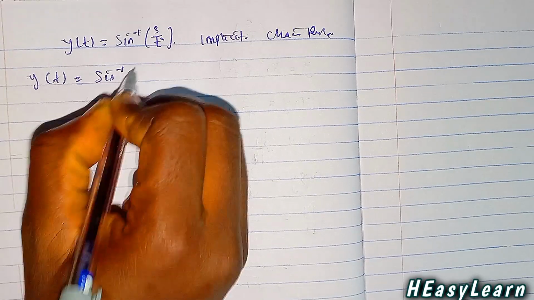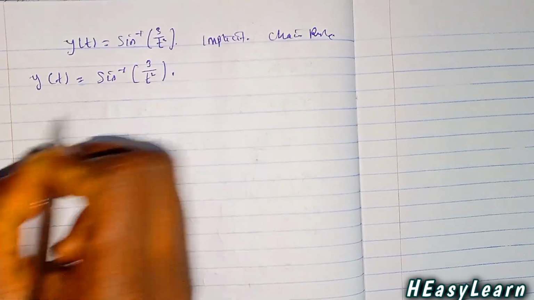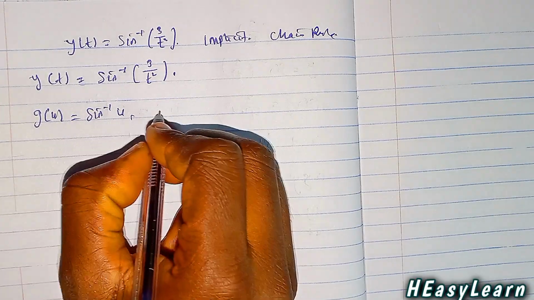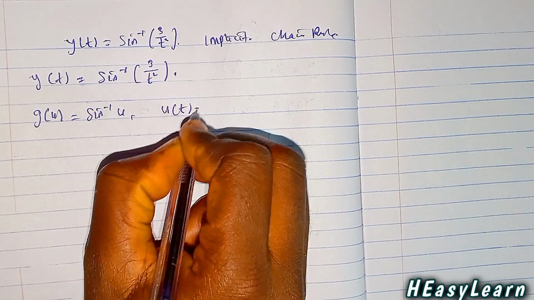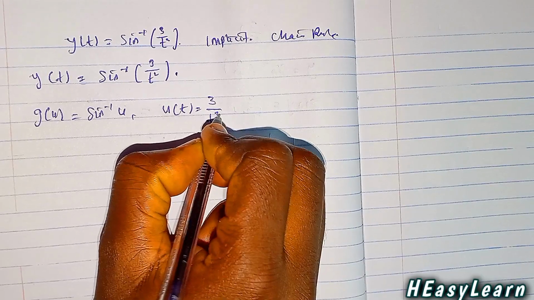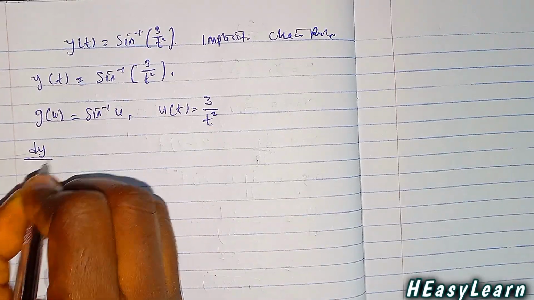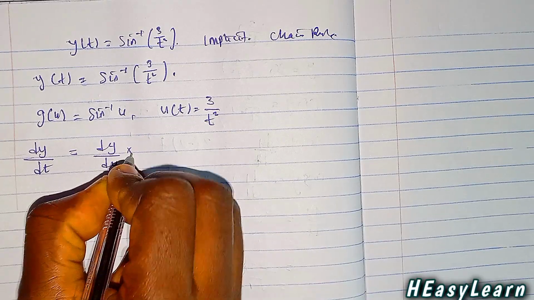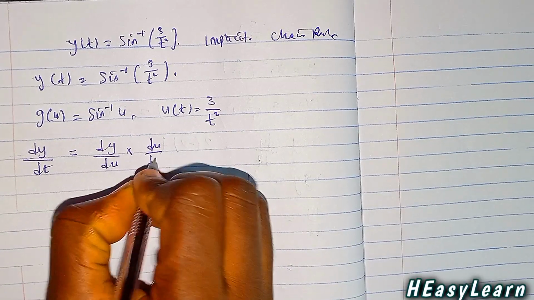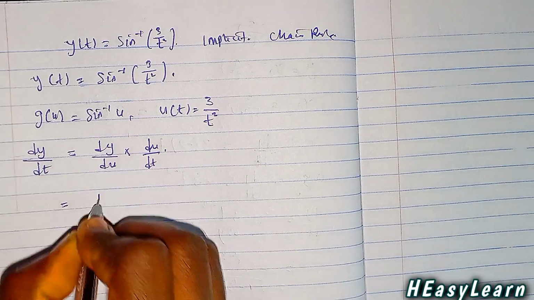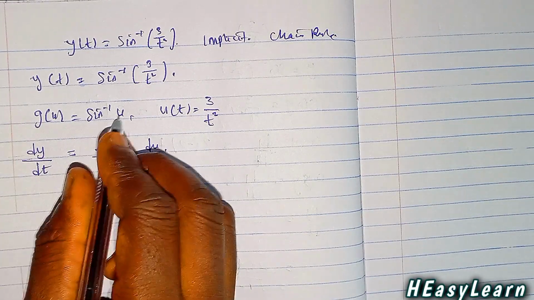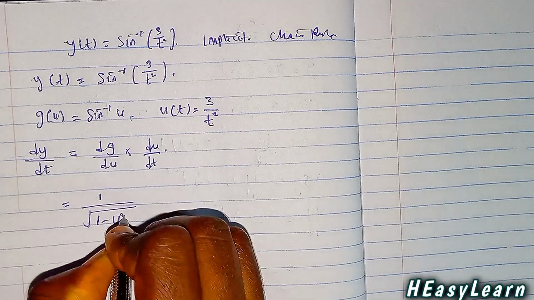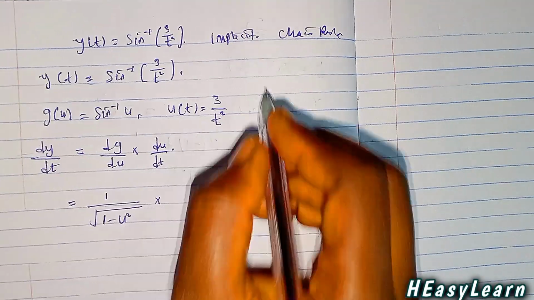y equals sin inverse of 3 over t squared. Let g of u equal sin inverse of u, and let u of t equal 3 over t squared. So dy/dt of this function is dg/du multiplied by du/dt. What is dg/du? The derivative of sin inverse of u is 1 over square root of 1 minus u squared, multiplied by the differential of u.